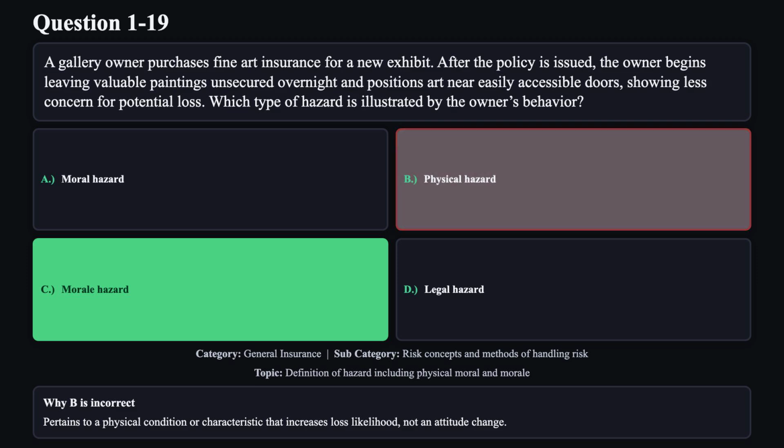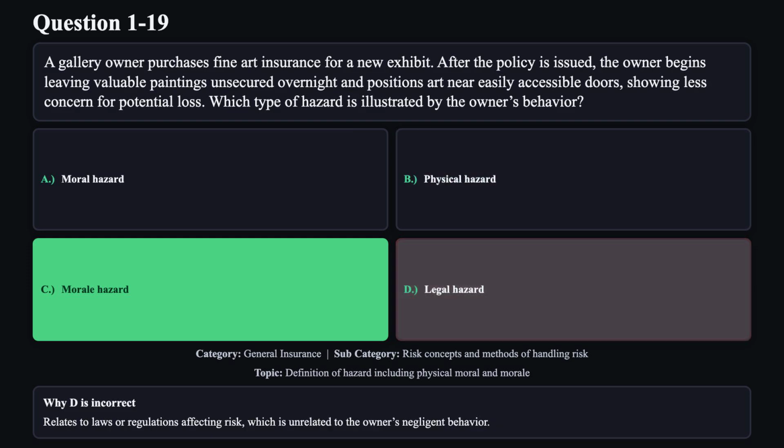Reason B is not correct. Pertains to a physical condition or characteristic that increases loss likelihood, not an attitude change. Reason D is not correct. Relates to laws or regulations affecting risk, which is unrelated to the owner's negligent behavior.